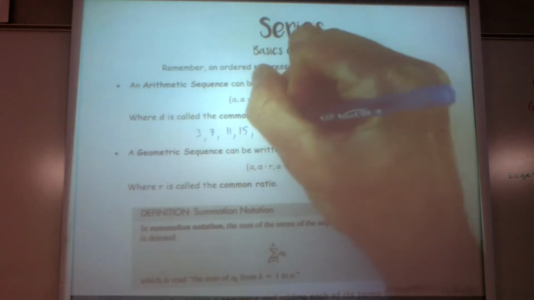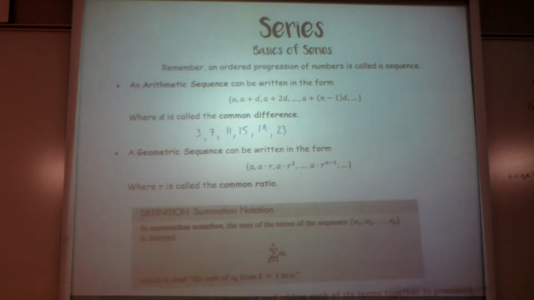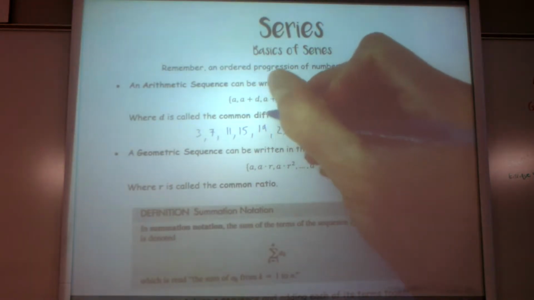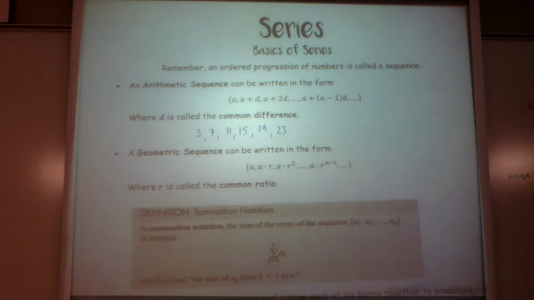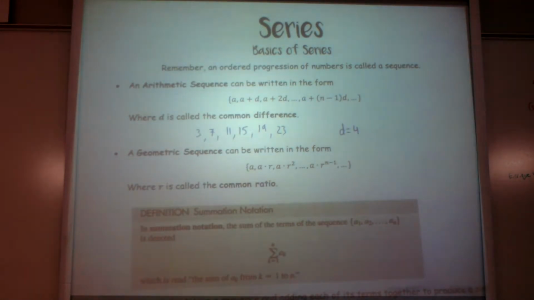So if I see a sequence that looks like this, 3, 7, 11, 15, 19, 23, let's just say that is my sequence right there. Is that arithmetic? Yes. Well, what is the common difference? You could subtract 23 by 19, 19 by 15, any term by its previous term. And what should we get? If you said 4, then you are correct. Good job.